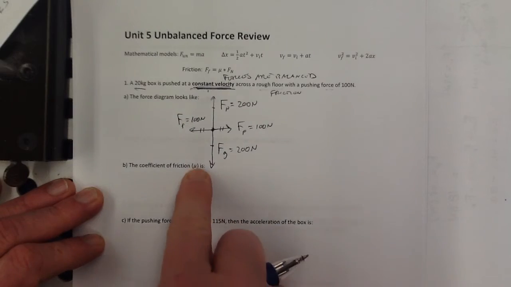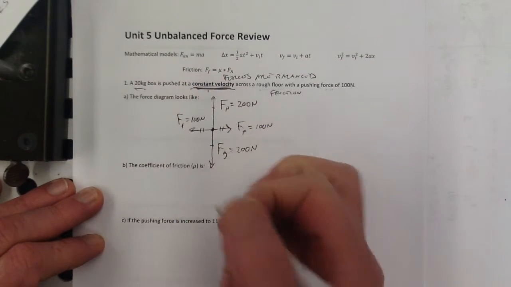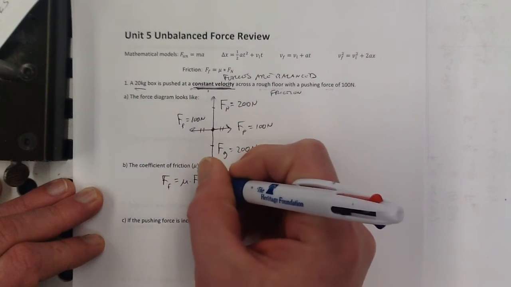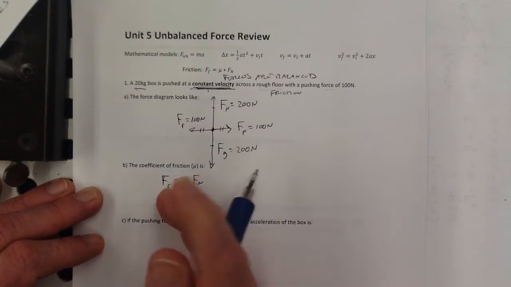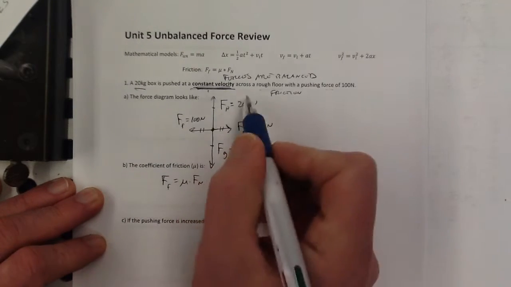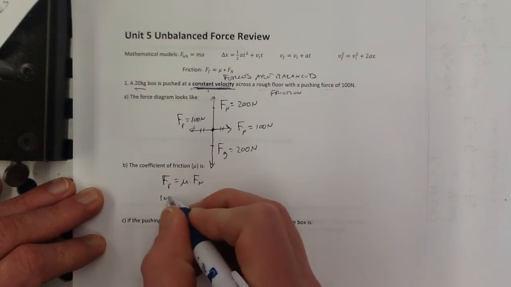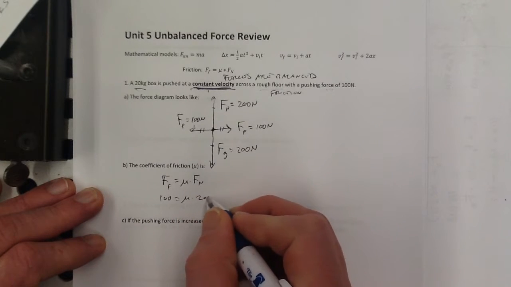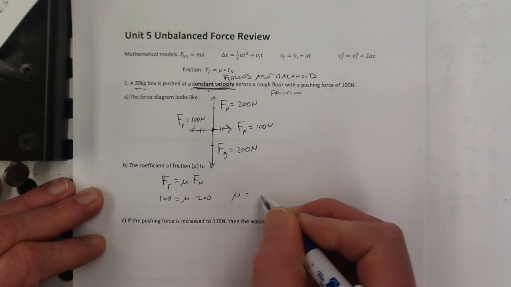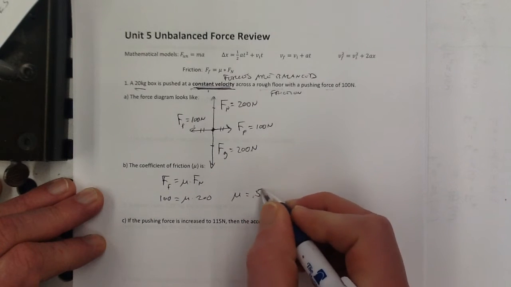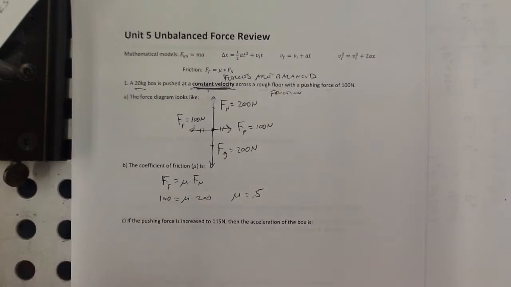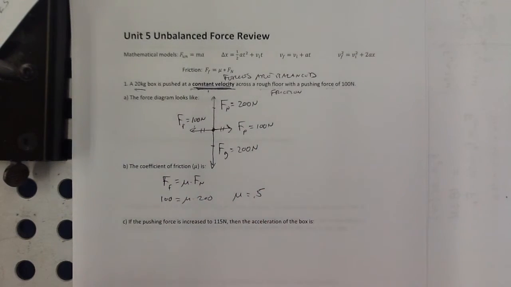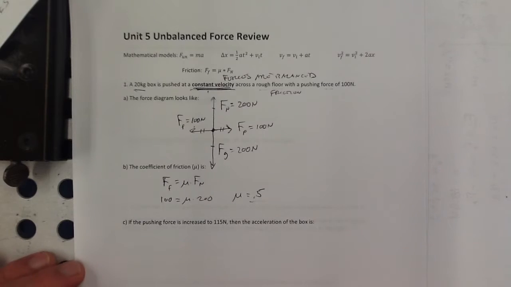What's the coefficient of friction? Well, there's only one equation up here that's got that in it, so force of friction is equal to mu times the normal force. So I think I know everything here except for the mu, right? Force of friction is 100. The normal force is 200. So that's 0.5. Usually we write that as a decimal. If you wrote mu equals 1/2, I'm not going to mark that wrong, but we like decimals better in physics class.